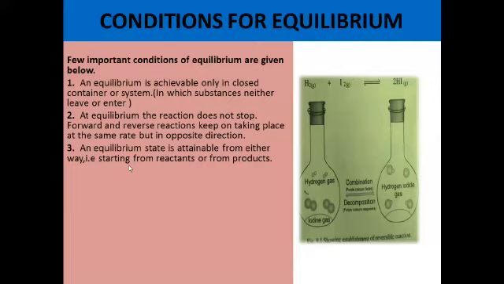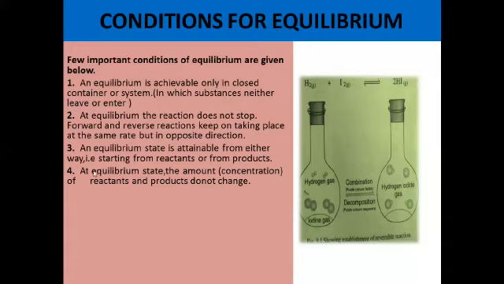Third condition is an equilibrium state is attainable from either way, that is starting from reactants or from the product side. If we consider the product at the start, what will happen? The product will convert into the reactant and again reactant into product, and this process will continue until the rate of the forward and reverse reactions become equal and equilibrium is established. So no matter whether the reaction starts from this side or that side, equilibrium will establish.